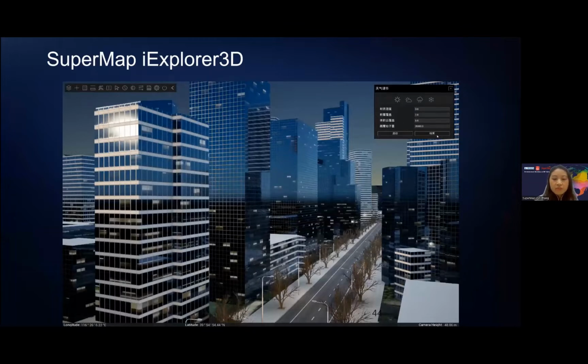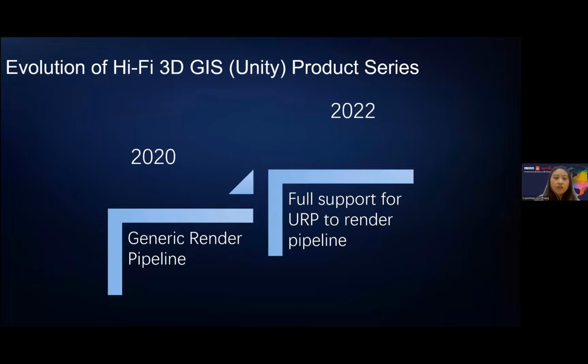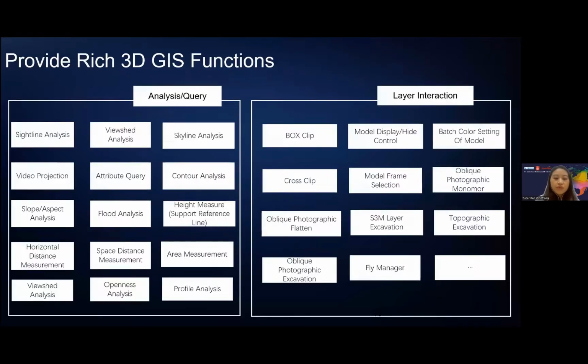Then we also have improvements in Unity. In 2020, we could just render pipelines in general. In 2022, we can fully support URP to render the pipelines. Whether UE or Unity, we provide a variety of 3D spatial analysis, query, and layer interaction to help developers quickly call GIS functions in the game engine.